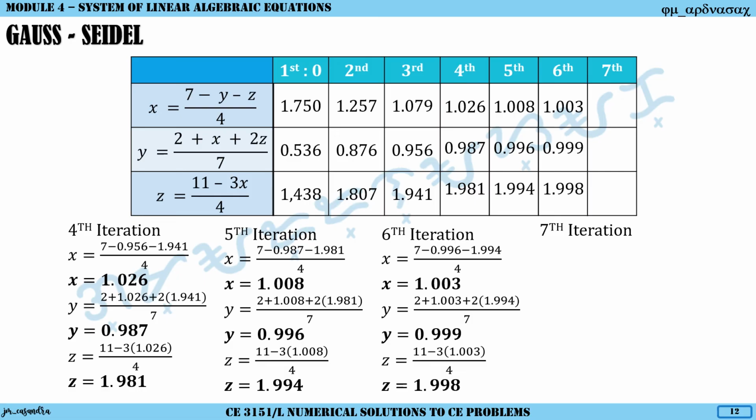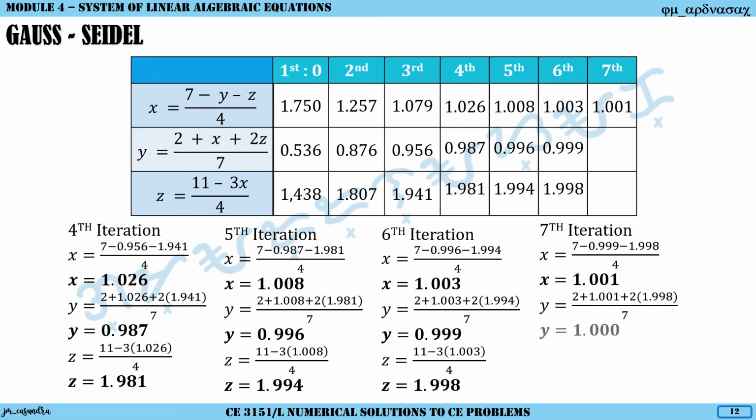iteration, 7th iteration. So we have now x is equal to 7 minus 0.999 and 1.998 divided by 4. X is equal to 1.001. Then for y, it's now 2 plus 1.001 plus 2 times 1.998 all over 7, giving us 1. And then for z, that will now be 11 minus 3 times 1.001 over 4. And we have 1.999. So still no identical values, so we move to our next iteration.